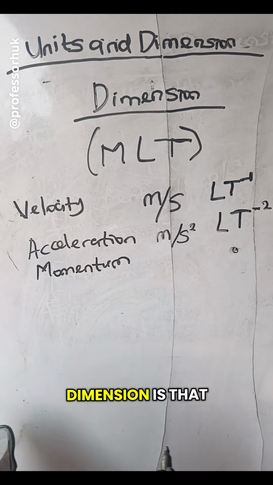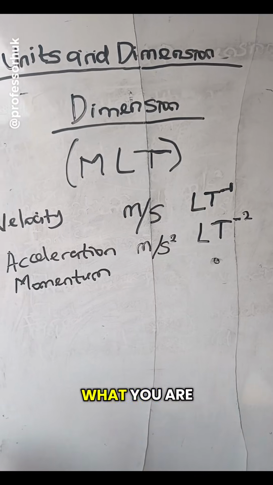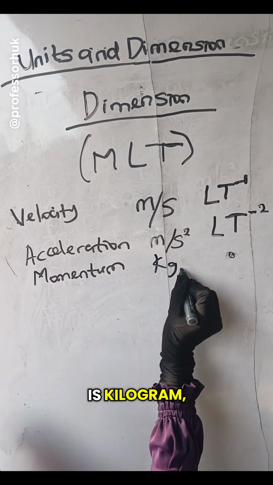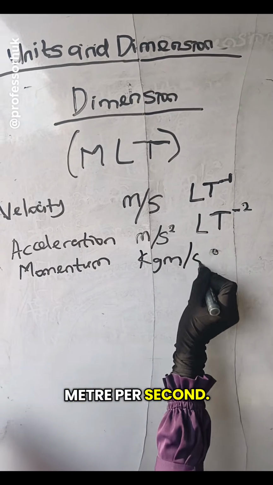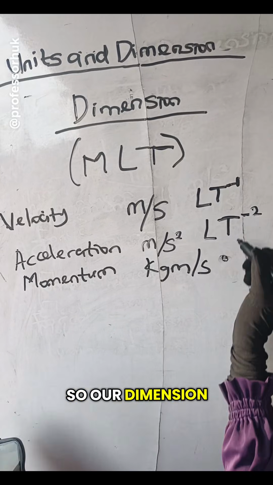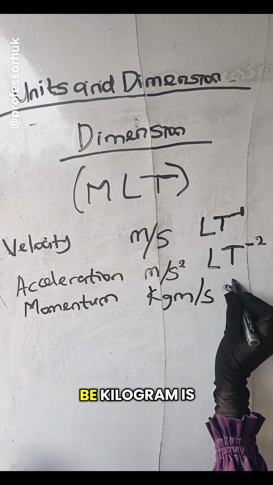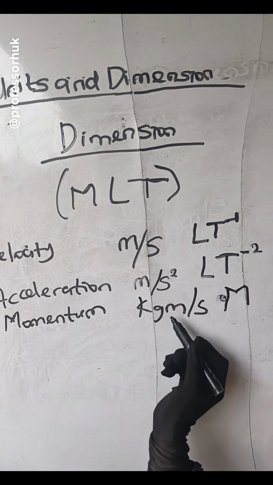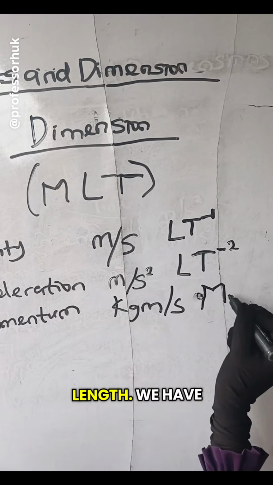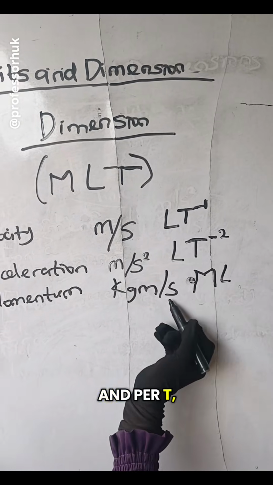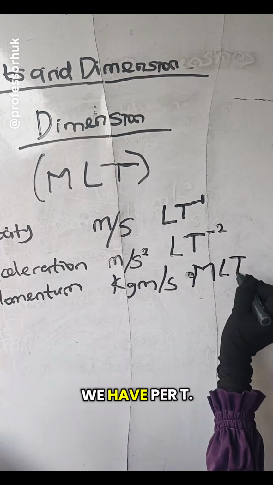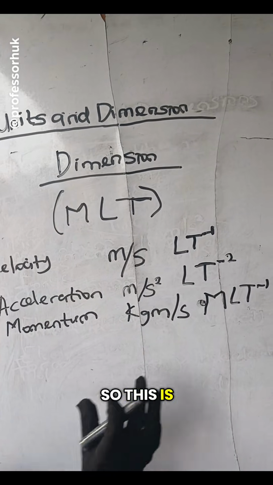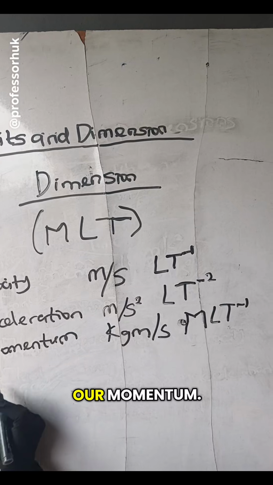One thing about dimension is that you must know the unit of what you are finding. So the unit of the momentum is kilogram meter per second. So our dimension is going to be: kilogram is our mass, so we have M. Our meter is length, we have L. Per T, our seconds, so we have per T. So this is the dimension of our momentum.